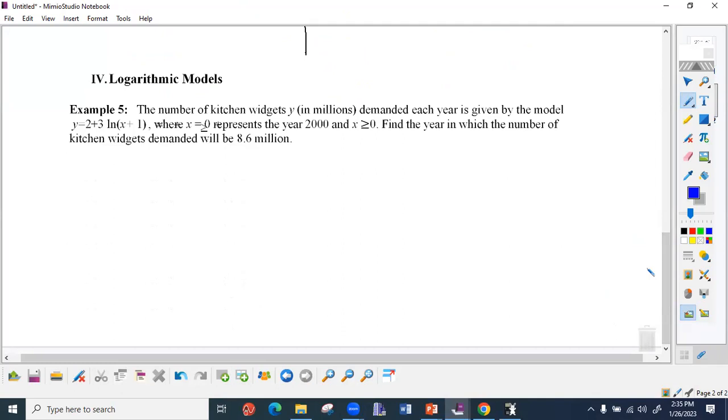Next, we have our logarithmic models. So our log models, here it says the number of kitchen widgets, Y in millions, demanded each year is given by the model. Y, I'm going to rewrite it. Y equals 2 plus 3 natural log of x plus 1. And here it's saying where x equals 0 represents your initial year. So year 2000 is our 0 value. And so from then on, x just goes up from there, right? It's just increasing.